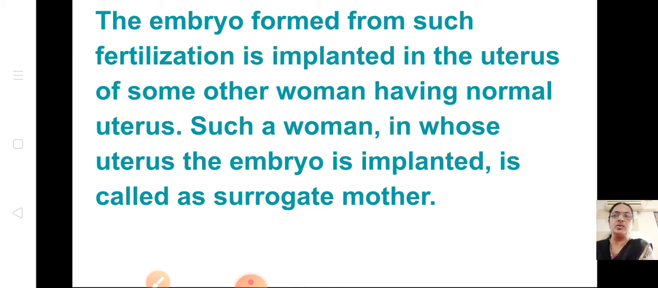Such a woman in whose uterus the embryo is implanted is called a surrogate mother. Okay, she is called a surrogate mother because in her womb only the other woman's embryo is growing, and after she delivers the baby, she will give it back to that childless couple.